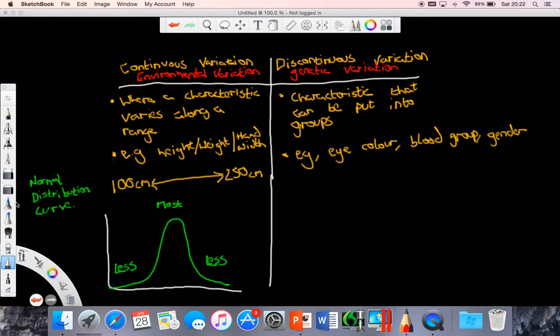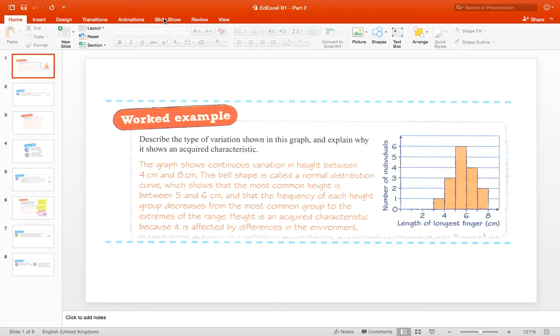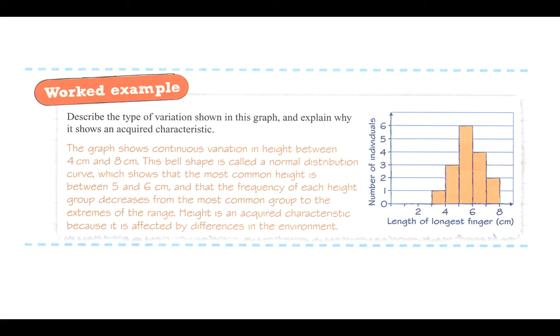So, let's have a look at this first question. This is a worked answer for an exam style question that you may have. And the question says, describe the type of variation shown in this graph and explain why it shows an acquired characteristic. So if we look at this graph, we have got a distribution curve.